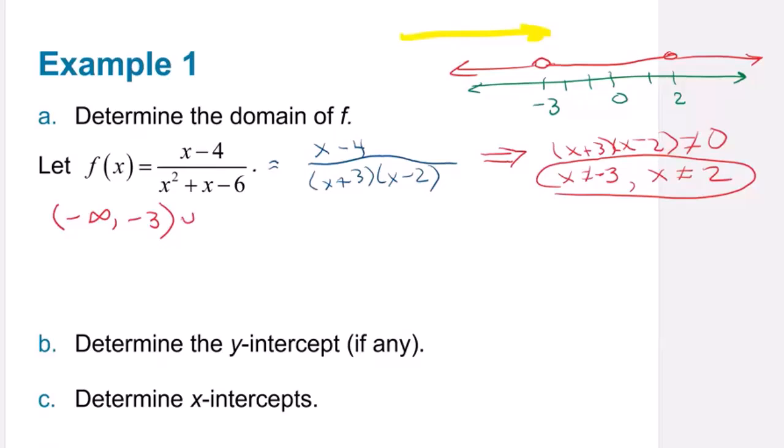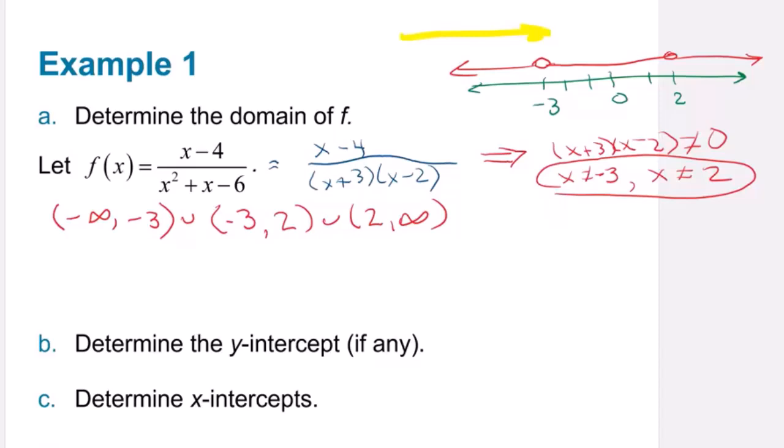And then it begins again at negative 3, but again not including negative 3, and it goes all the way to 2. And then that takes care of my middle part, but I still have the part that's greater than 2. I union that with 2 to infinity. And that basically says it's from negative infinity to positive infinity, except I'm leaving out negative 3 and 2.